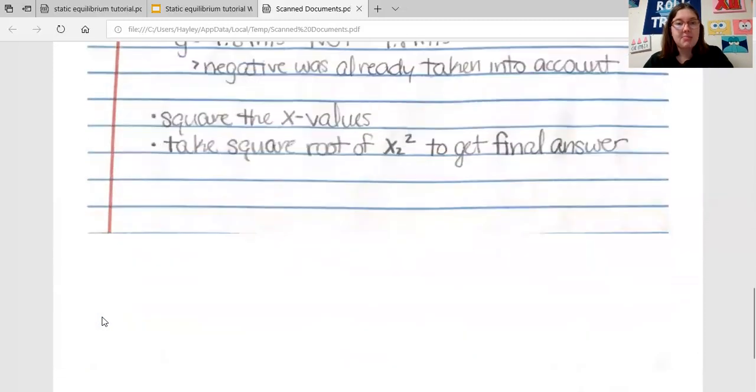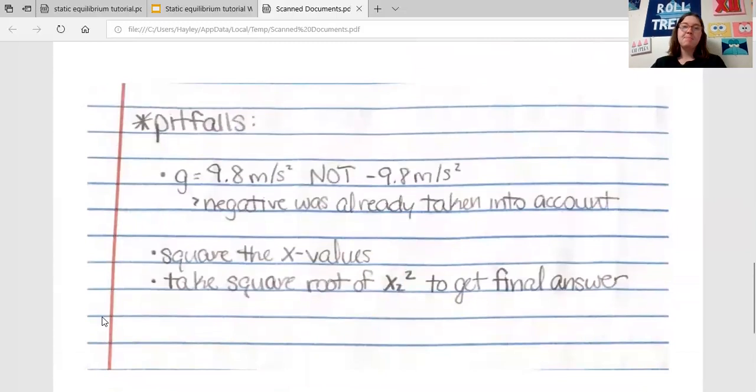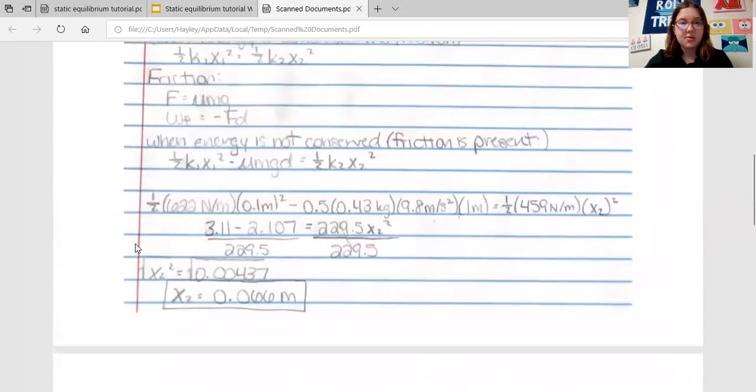Some pitfalls to keep in mind when you're solving this problem. Be sure that you're using the g value of 9.8 meters per second squared and not negative 9.8 meters per second squared. This is because the negative value was already taken into account when writing the equation. You don't need to use it again. Also make sure that you're squaring the x values in your equation. So like up here, make sure that you're squaring this 0.1 meters value.